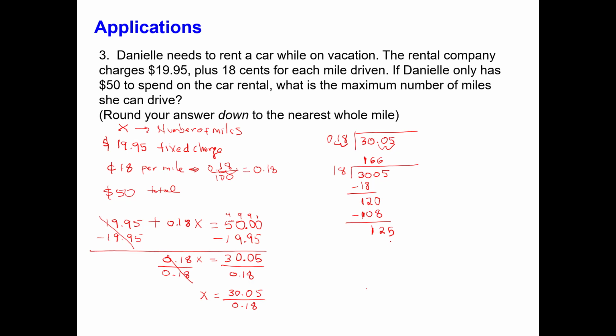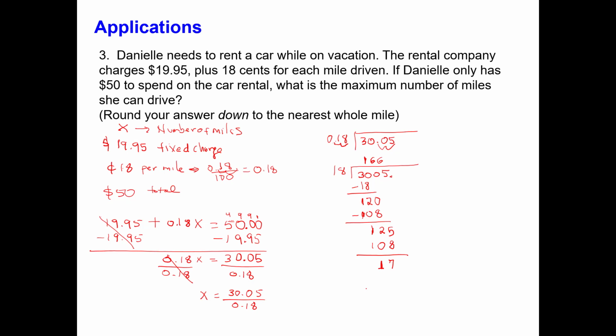6 times 8 is 48. Carry the 4. 6 times 1 is 6 plus 4 is 10. And 15 minus 8 equals 7. 1 minus 0 is 1. Here we have 0. So 17. Now we need to place the decimal point.